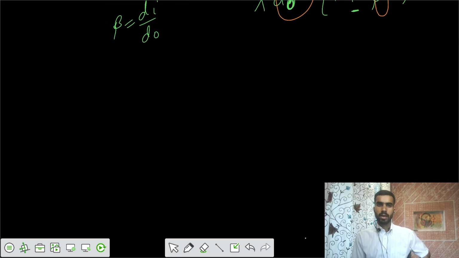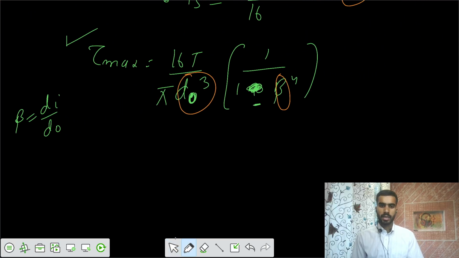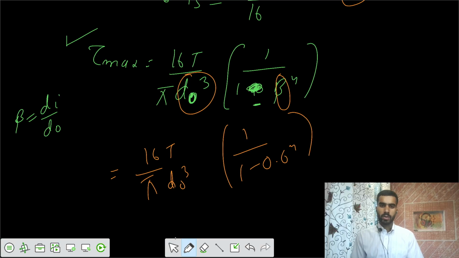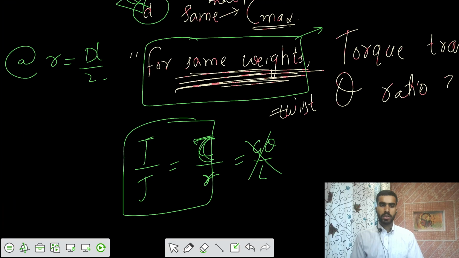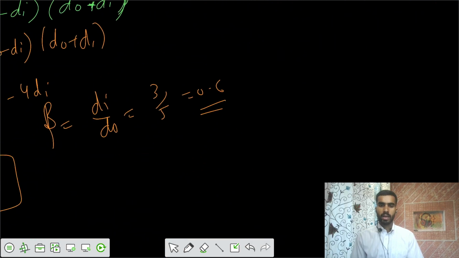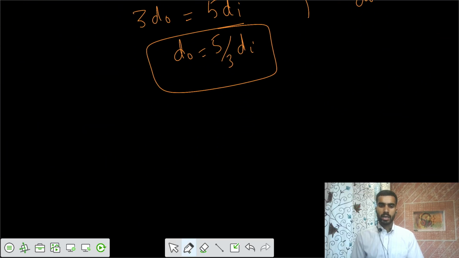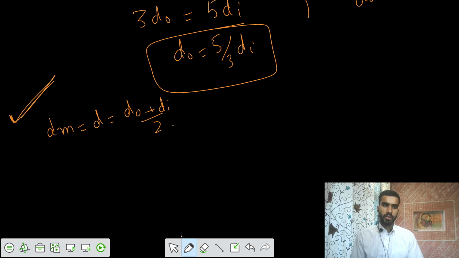Let's write that beta value. So I would write 16t by pi d outer cube times 1 by 1 minus 0.6 power 4. So we are only worried about now d outer and the relation between d outer and d. So we have that equation. I would write that d mean equals to d, that is d outer plus d inner by 2. I would use that equation provided from the problem.